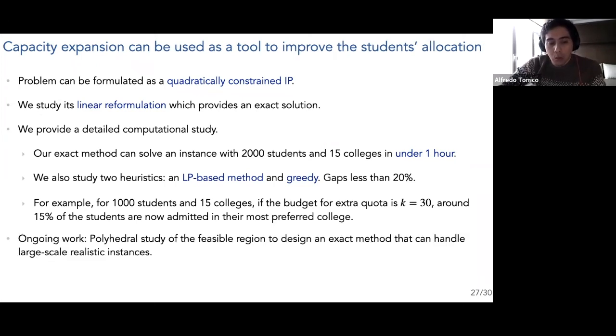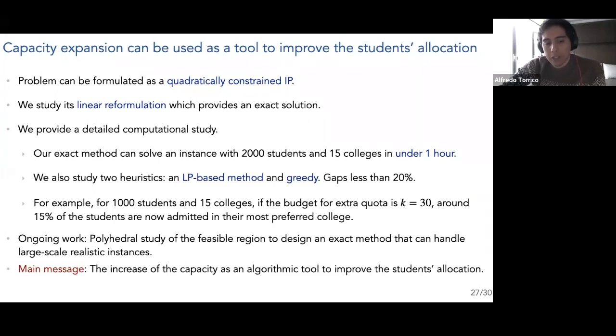In ongoing work, we are trying to study the polyhedral structure of the feasible region in order to design an exact method that can handle large-scale realistic instances. For example, in the school admission process of New York City, there are 80,000 students and 800 schools. So you may want to design a heuristic that can handle those kinds of large instances. The main message for this section was that increasing capacity can serve as an algorithmic tool to improve the allocation of students in this matching market.